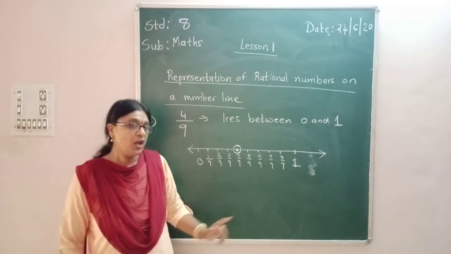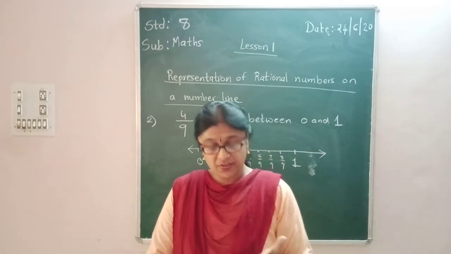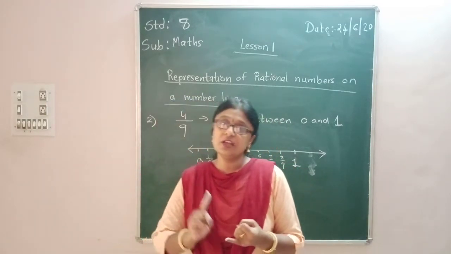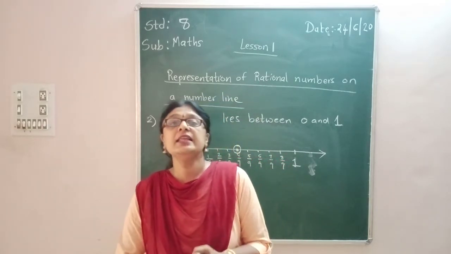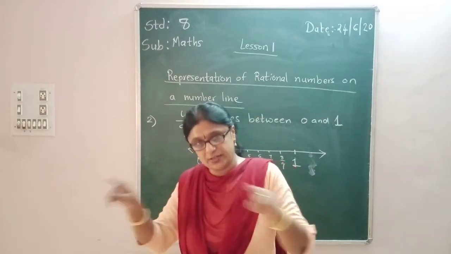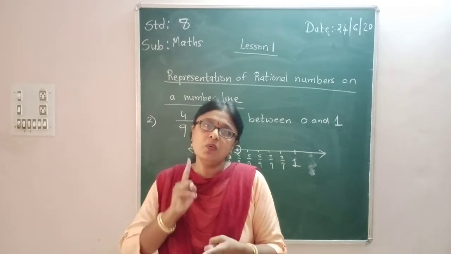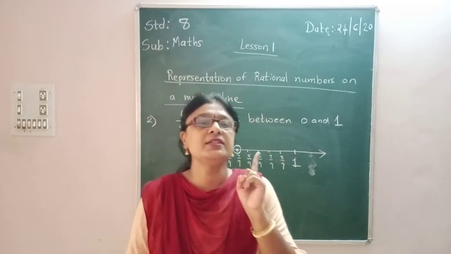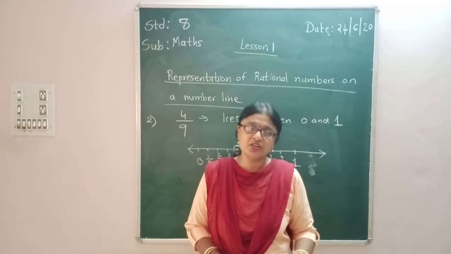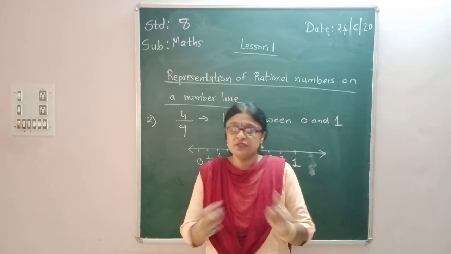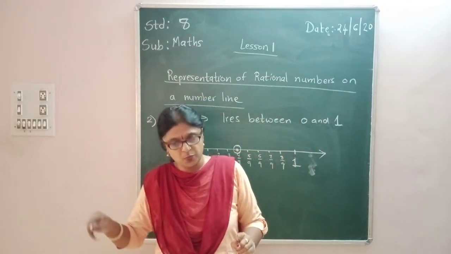Is that clear? Okay. So let me take a recap of how to plot rational numbers on a number line. The first thing is to observe the numerator and denominator. If the numerator is smaller than the denominator, then the number to be plotted always lies between 0 and 1, right? Once it is decided that this rational number lies between 0 and 1, you have to draw a number line, plot the first point as 0 and then roughly mark the last point as 1.